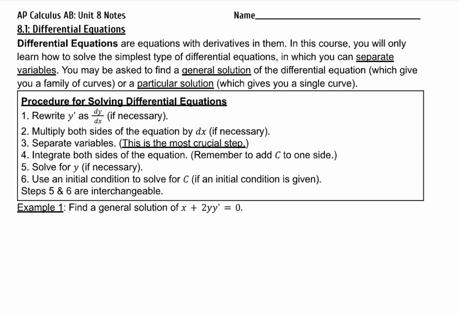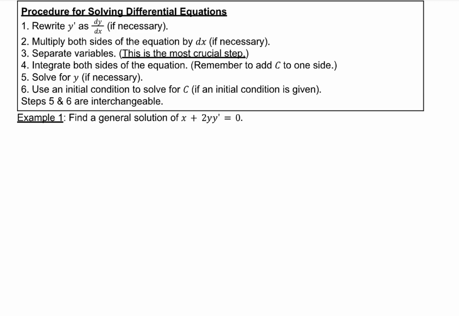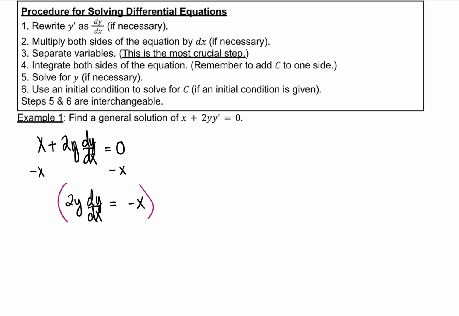For example 1, find a general solution of x plus 2y prime equals 0. Let's replace y prime with dy over dx. I'm going to interchange steps 2 and 3. So first I'm going to separate the variables so that y's are on one side and x's are on the other side. And then I'm going to multiply both sides by dx. So now dy is with y and dx is with x. Now it's time to integrate both sides of the equation with respect to the variables on either side.